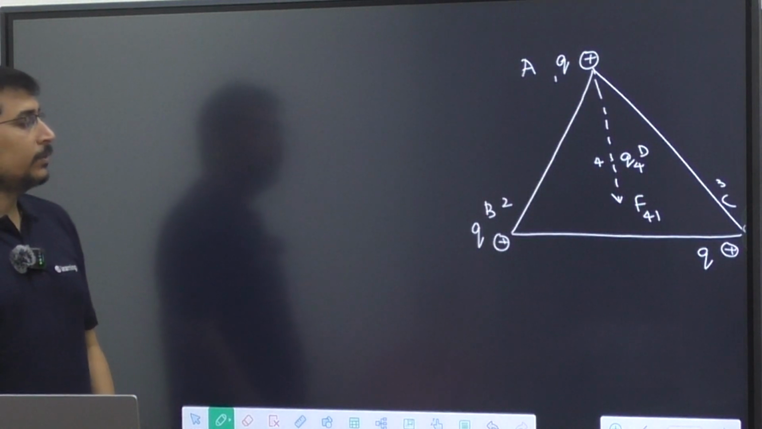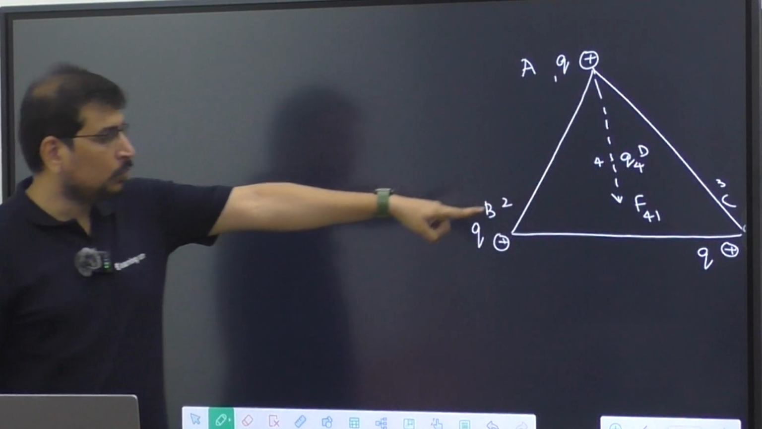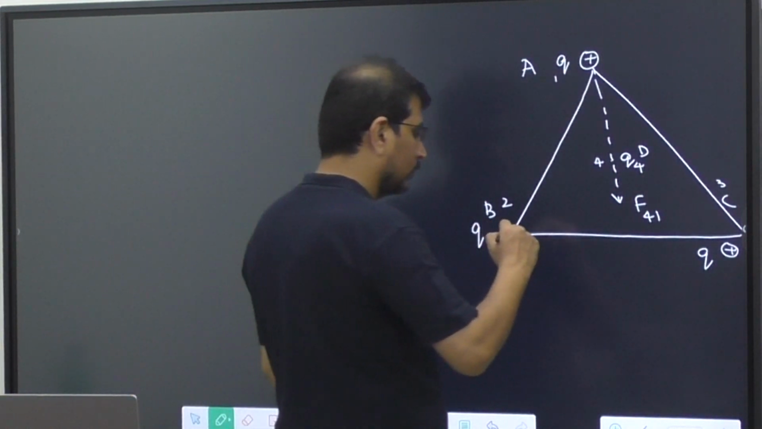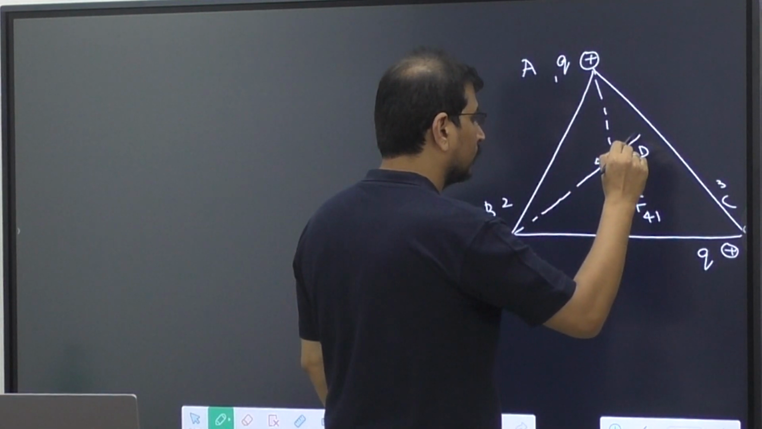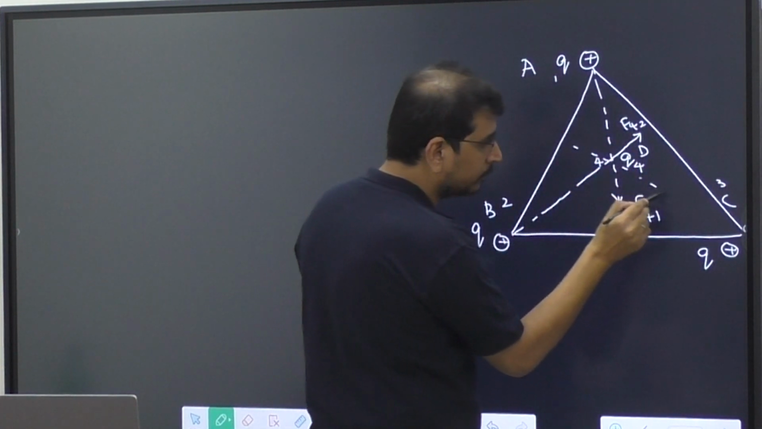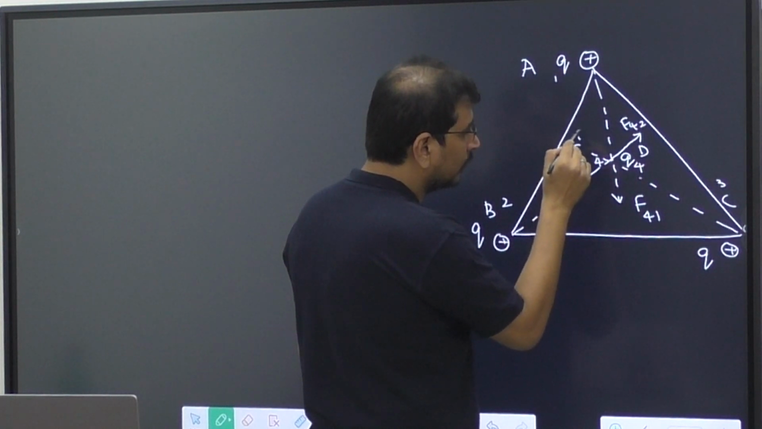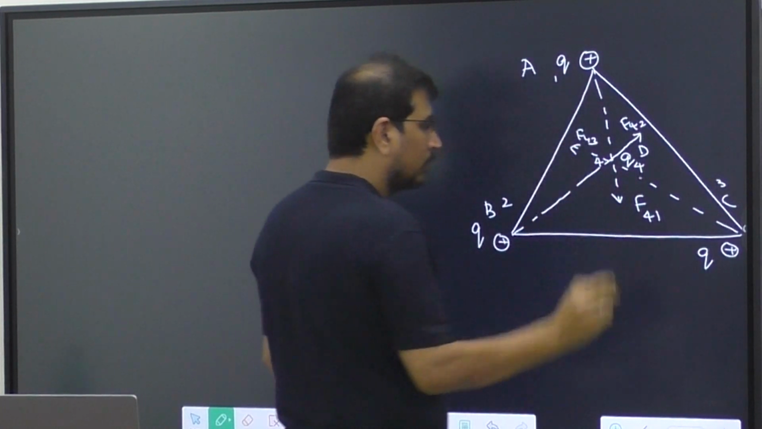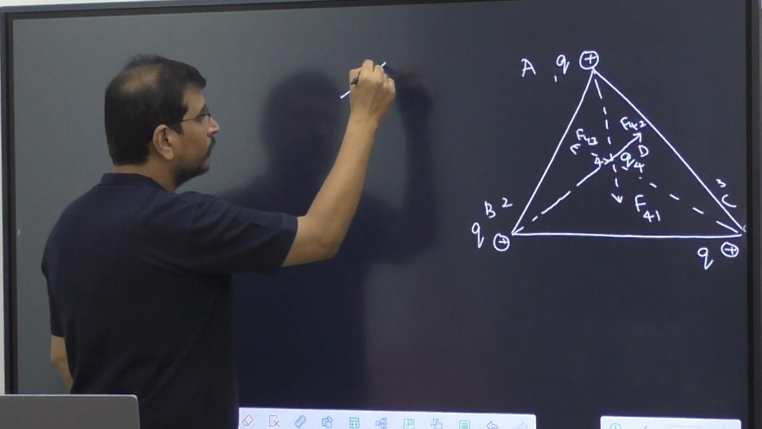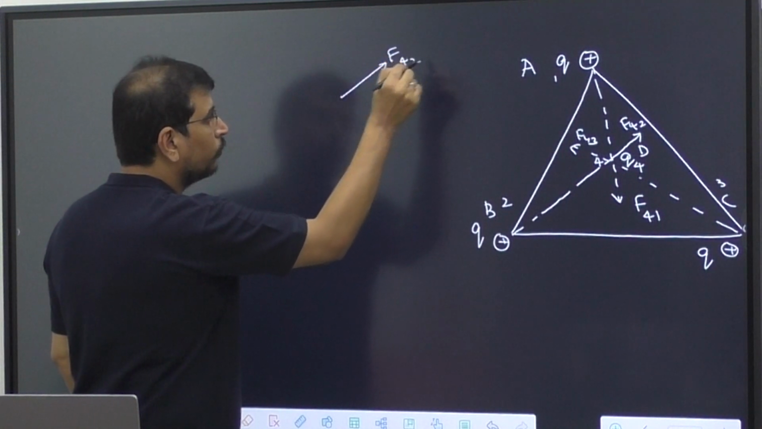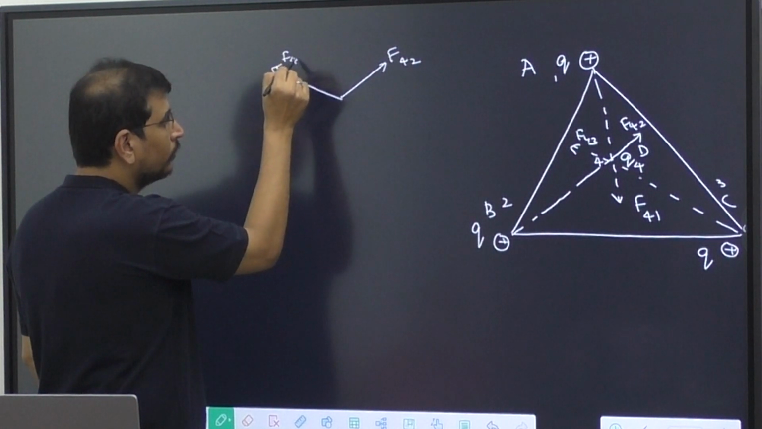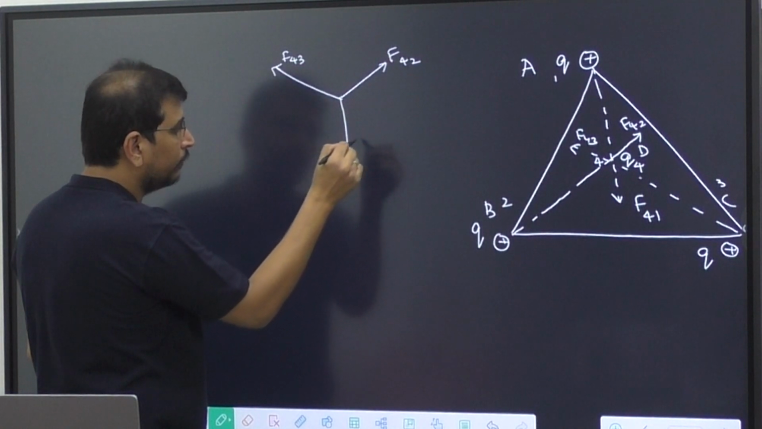Similarly, the force experienced by Q4 due to the second charge is F42. What about this one? F43. So if I draw a separate free body diagram, this is F41, this is F42, and this is F43.